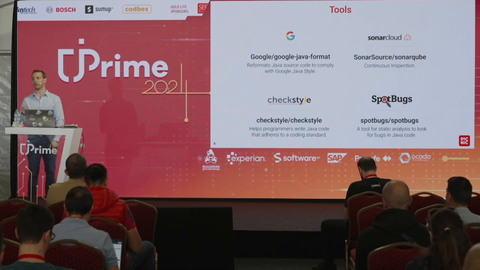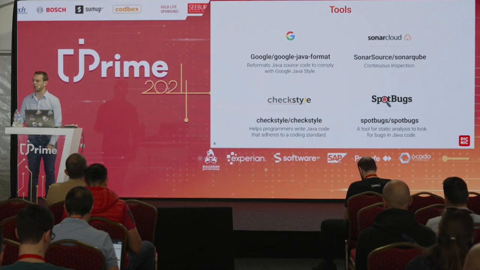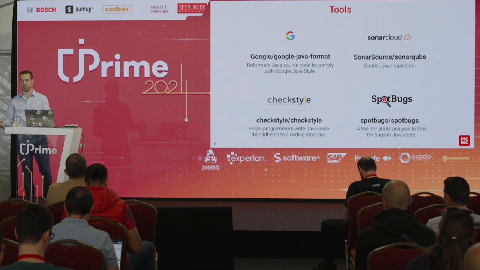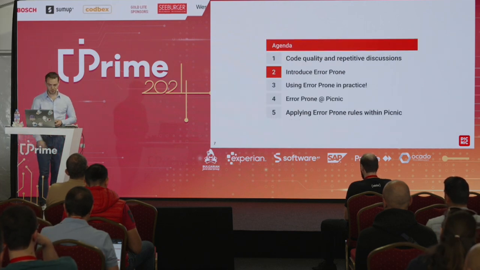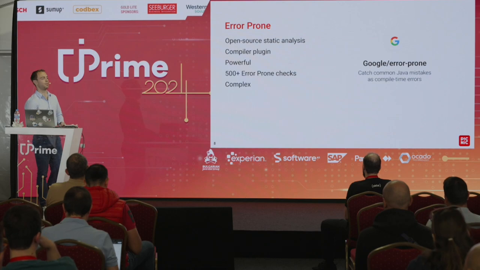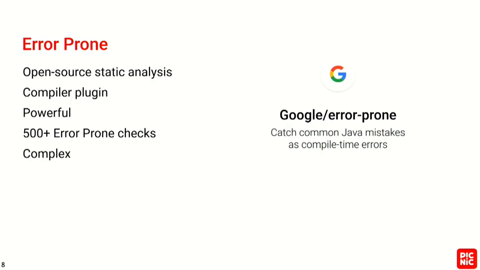Well, that's why we wanted to take it one step further, and we went looking into different kinds of tools. And that's when we ended up with Error Prone. So what is Error Prone? Error Prone is a static analysis tool for Java, but it can not only find and detect these bugs in your code, it can also automatically fix these things for you, such that you don't need to do it manually.